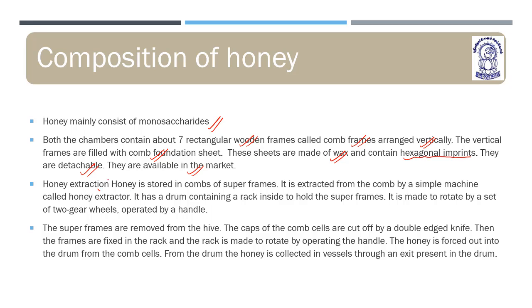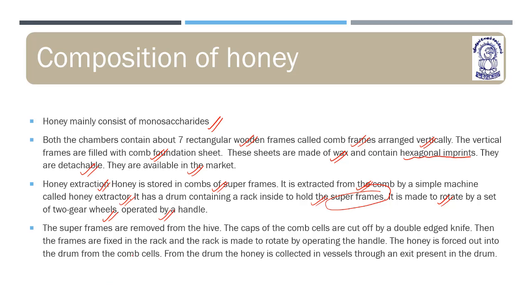Honey extraction. Honey is stored in the combs of superframes. It is extracted from the comb by a simple machine called a honey extractor. It is a drum containing a rack inside to hold the superframes. We have discussed the frames, the superframe, and the different compartments of the frames. The rack is made to rotate by a set of two gear wheels operated by a handle. So the honey extractor helps to extract the honey. It is a typical movable hive.